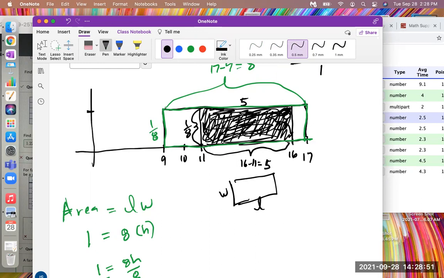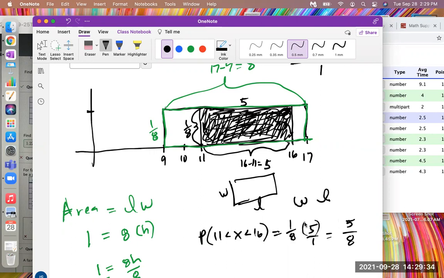So the area of this black rectangle, which is the probability of it being between 11 and 16, the probability we're looking for, is the area of that rectangle. So the width, which is 1/8, times the length, which we said was 5. So it's 1/8 times 5. I can put 5 over 1, and I multiply the numerators together, which is 5, and the denominators together, 8 times 1, which is 8. And I get the probability of somebody washing the dishes between 11 and 16 minutes is 5/8.